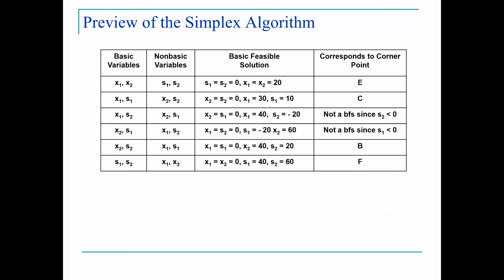So for this problem, if we go through the same process as we did for the previous example, we can identify the basic variables, the non-basic variables, the basic feasible solution, and the corresponding corner point based on this graph.